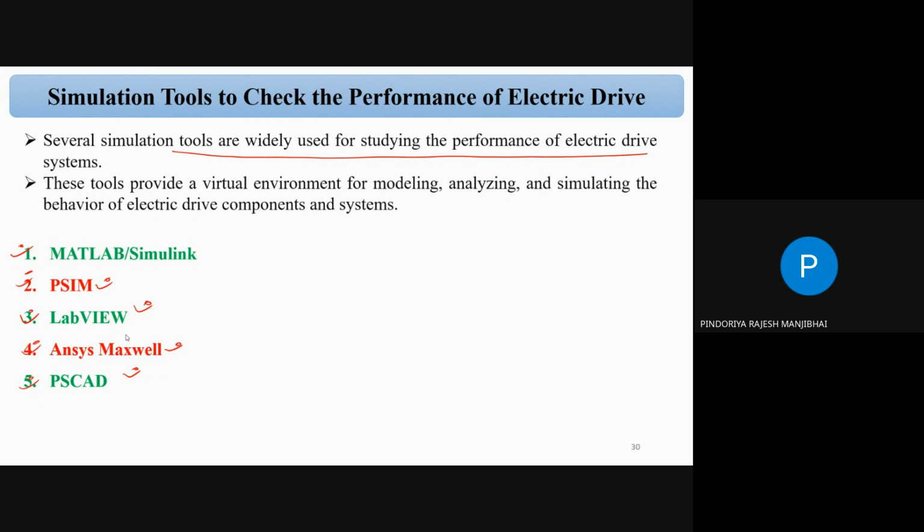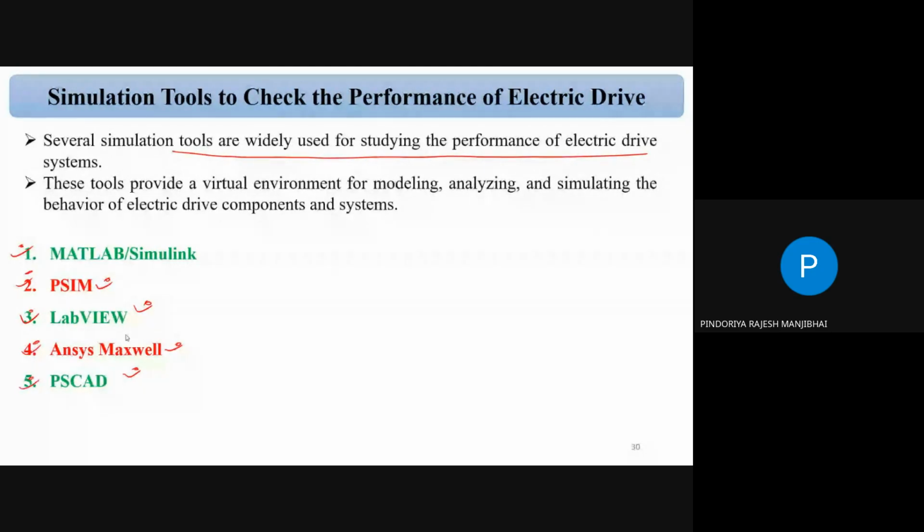Yes, PSIM is an electronic circuit simulation. Okay, but the full form I don't know. So where is the full form written? Full form I don't know. Maybe hardware or software, sir. That is simulation. I guess.